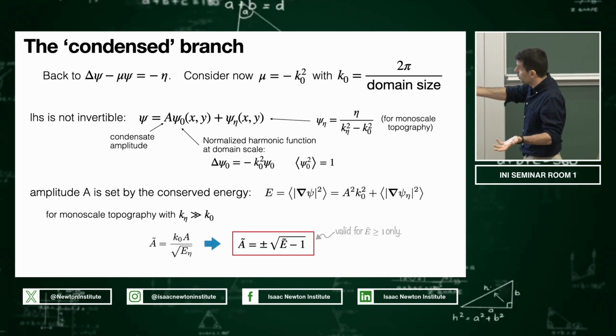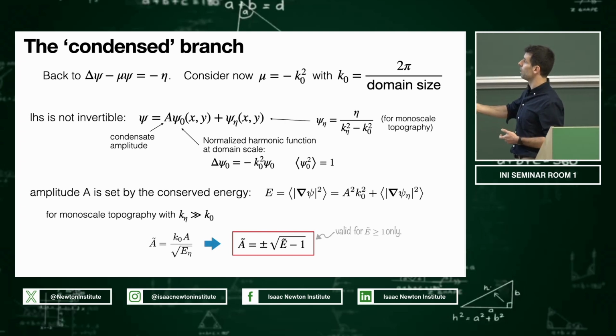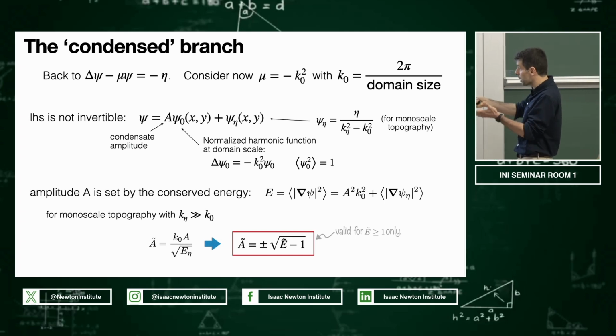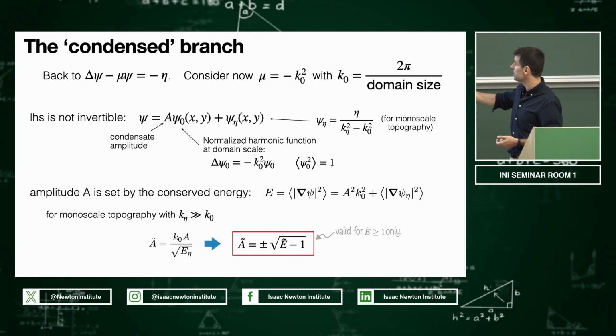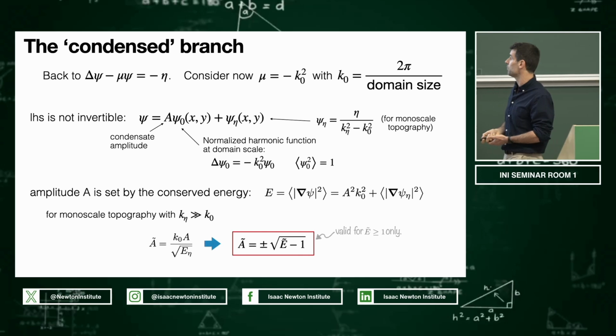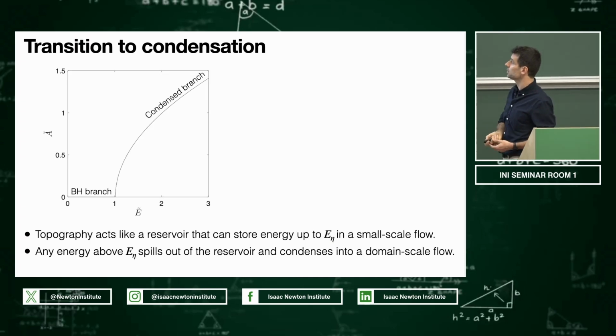Okay, and in the limit of scale separation, not that I need it again, but it simplifies the algebra, I get that A tilde will be plus or minus the square root of E tilde minus 1. Okay, so we get a quantitative prediction for the amplitude of the condensate, and you can see it's valid only if E tilde is greater than 1. This looks like a standard supercritical bifurcation, and the threshold value of the energy would be E tilde equals 1.